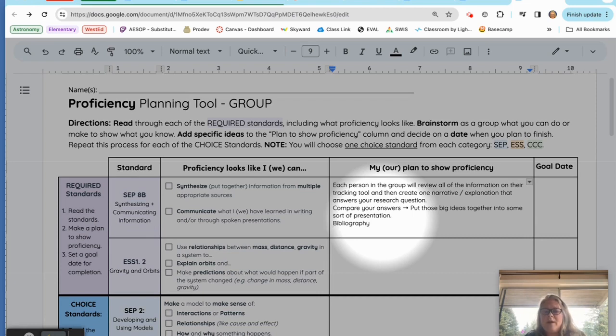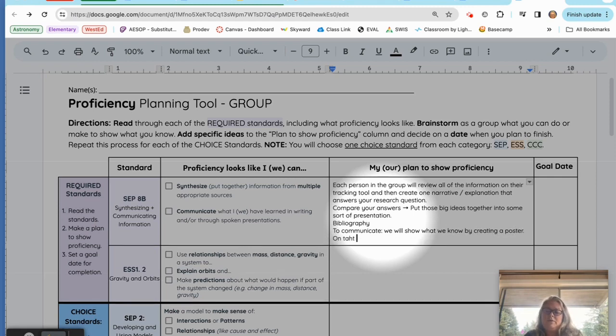And then when you're thinking about, well, how are you going to communicate? To communicate, this is basically going to be your project. So what are you going to do? Are you going to have, we will show what we know by creating a poster. On that poster, we will have the following sections.